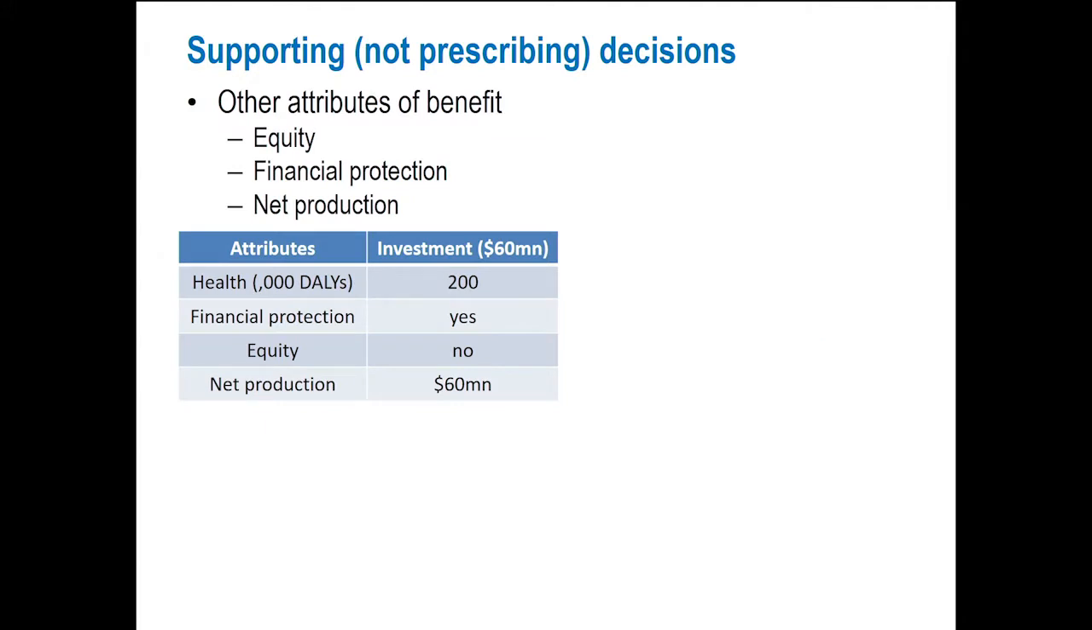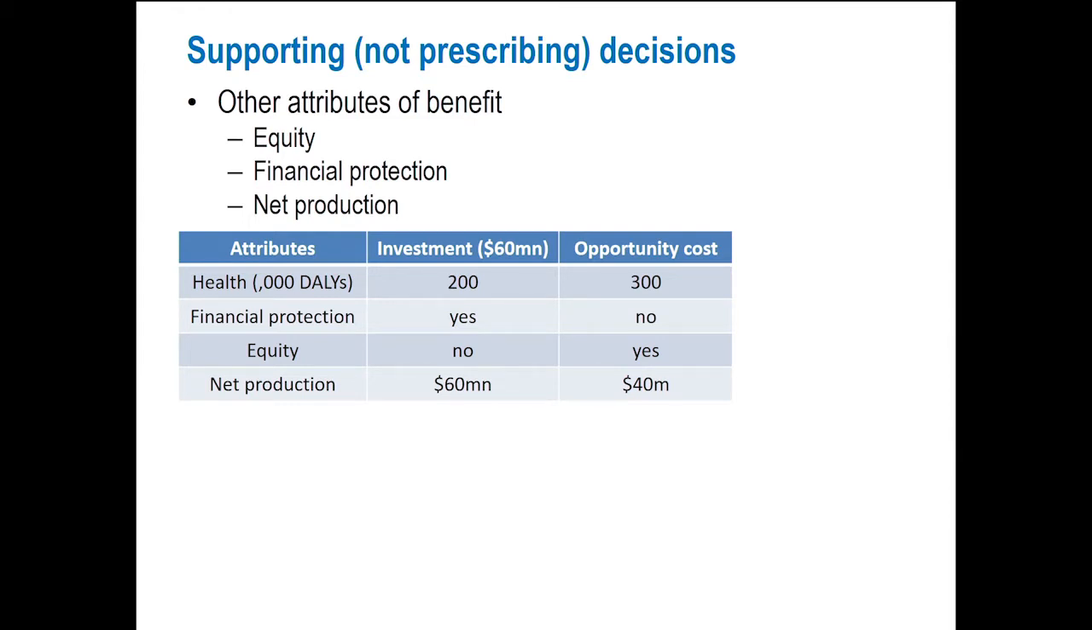Is it restricted to health? Well, certainly not. What we can do is to set out the attributes that an investment offers. In this case, it's an intervention where the benefits are $200,000 averted, it offers financial protection, it does little for equity. The impact elsewhere on the rest of the economy, net production, is 60 million. Got four attributes. What does that look like? Well, we need to compare it to the opportunity cost. What else could have been done with that 60 million of investment? Well, it might look like that.